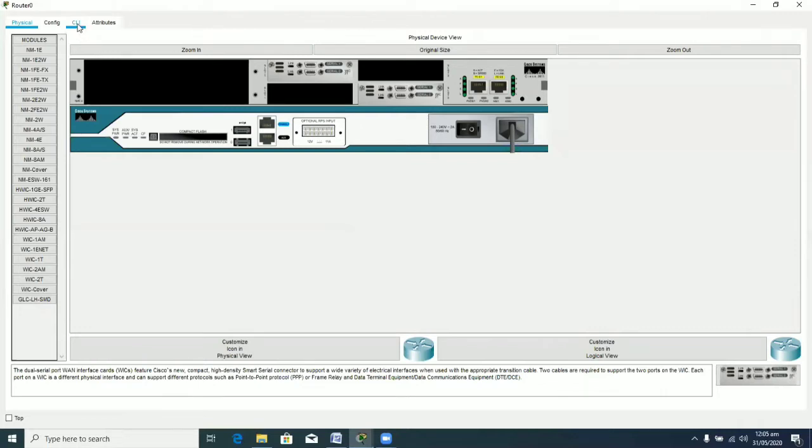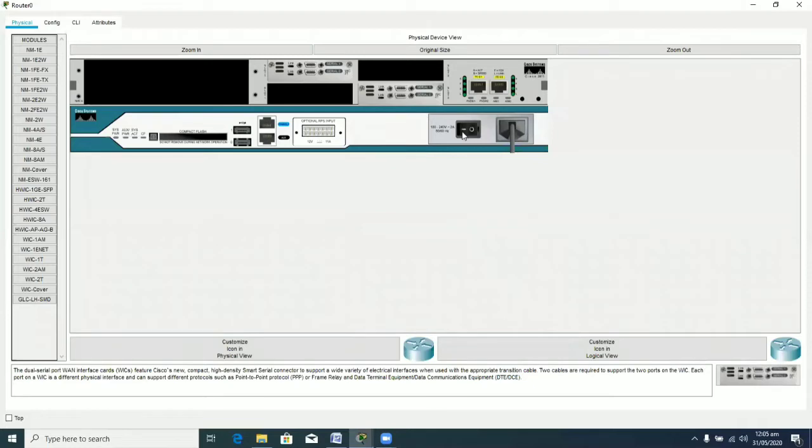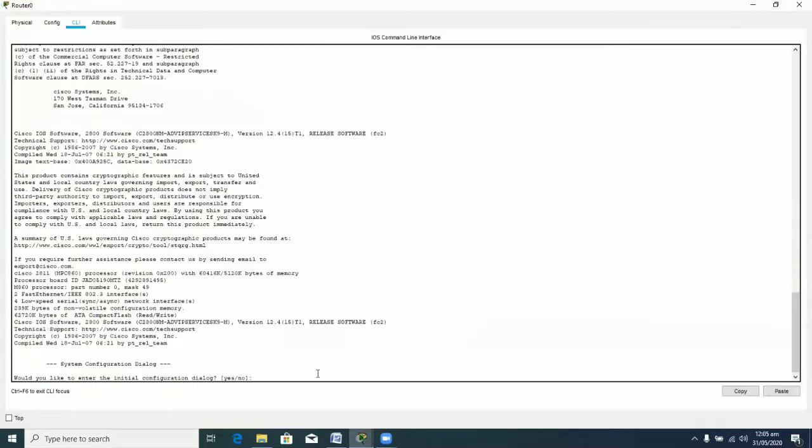Now this is the CLI portion, and obviously it is telling us that the device must be powered on if you want to configure your router. So I'm going to turn on my router, and then I am moving into the CLI tab. This is the decompressing of the IOS image that is being done right now. After the decompressing of the IOS image, it is giving us a message asking whether you would like to enter the initial configuration dialog.